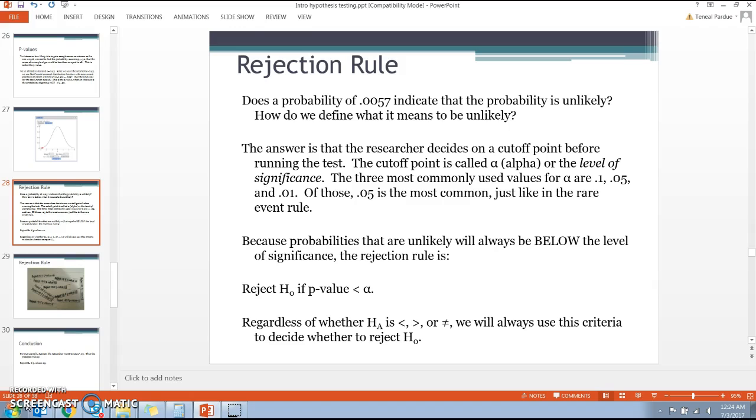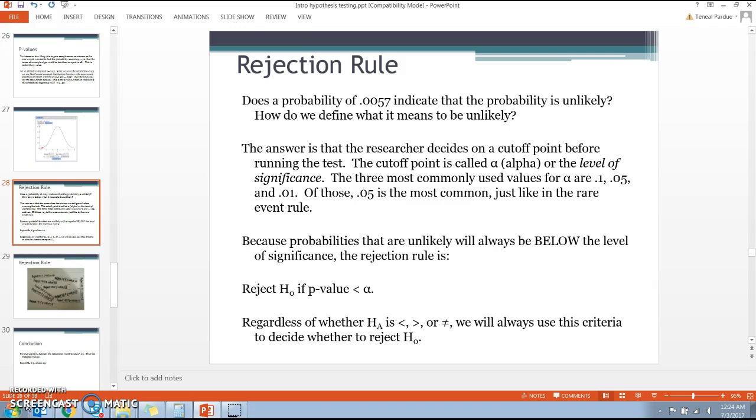To answer that question, the researcher decides before running the test on a cutoff value. The cutoff value, we call that alpha, the Greek letter alpha, or we call it the level of significance. There are three common values for alpha, 0.1, 0.05, and 0.01, and of those three, 0.05 is by far the most common.